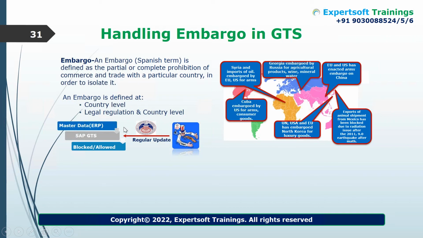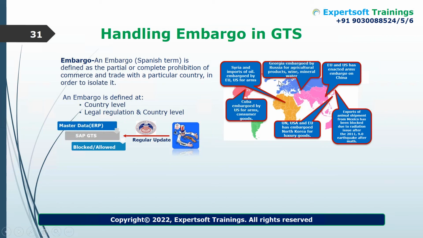Now coming to the partial embargo situation. The partial embargo situation is very simple. It is from country to country. Okay, it's not on a global basis. So for example, India doesn't want to have trade with Pakistan. So they have a partial embargo on Pakistan, where India cannot purchase or sell anything to Pakistan. Okay, so that is a partial embargo.